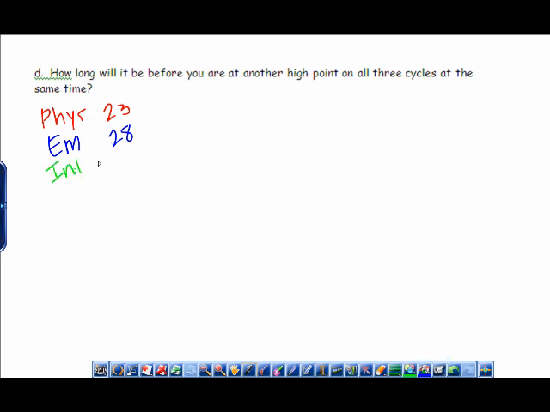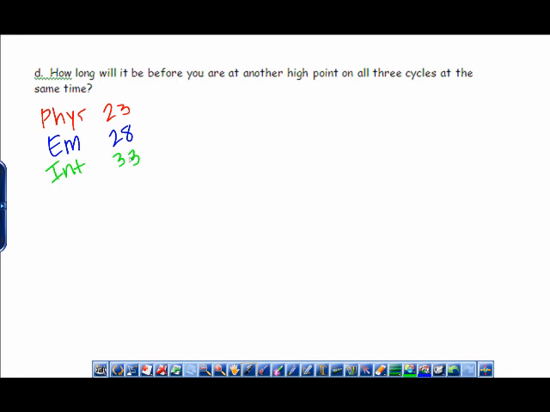For intellectual, it was 33. All right, what you're looking for is cycles of 23, 28, and 33 that will all line up. And really, when I say cycles, numerically, I could be just saying multiples. So every multiple of 23 is when physical will be at level 100 ability. Every 28 days, emotional will be at 100 ability. And every 33 days, or multiples of 33, it will be intellectually at level 100.